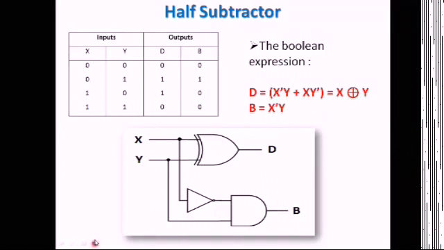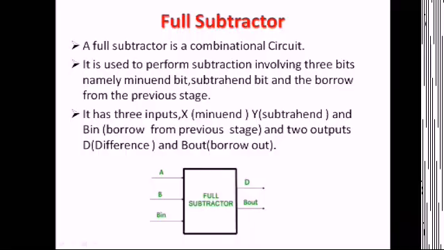After the half subtractor, we are going to full subtractor. So we will know more about the full subtractor, how to design the full subtractor. The full subtractor can be designed using two half subtractors and also using the AOI logic. So how to design it, we will see in the next slide. Now, a full subtractor is a combinational circuit. It is used to perform subtraction involving 3 bits, namely minuend bit, subtrahend bit, and the borrow from the previous stage.